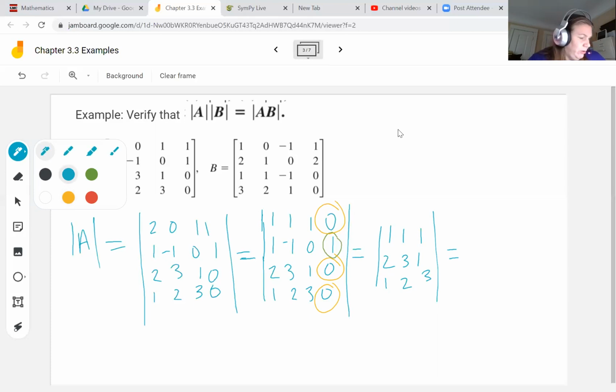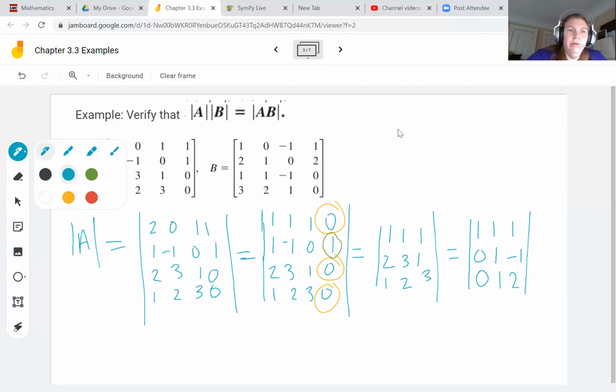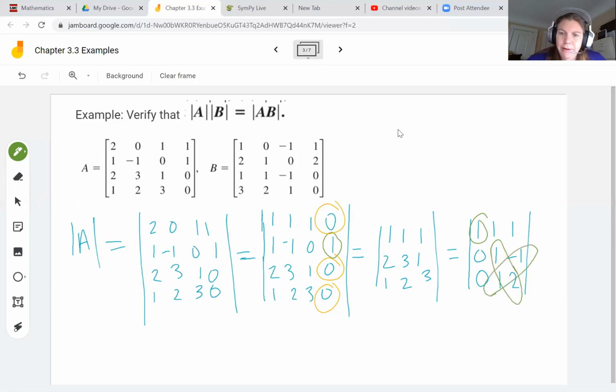Okay, so here's my determinant to solve. And then I can use reduced row echelon form to make this determinant a bit easier. So we get 1, 1, 1, 0, 1, negative 1, 0, 1, 2. And then if we choose this one here, then our determinant is just 2 minus negative 1, or 3. So the determinant of A is 3.